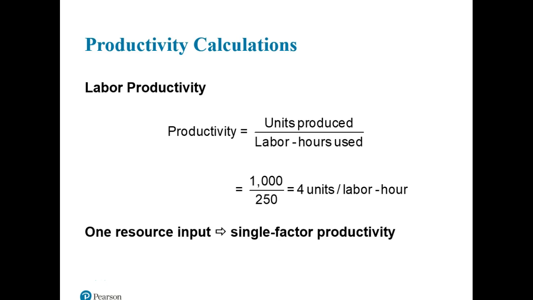And this slide provides an example of a single factor productivity measure. In this case, the common measure of labor productivity. Therefore, if units produced were 1,000 units and the labor hours used is 250, then 1,000 divided by 250 would equal 4 units produced per labor hour. You see how that works? I want to go over that again while you're looking at the slide.